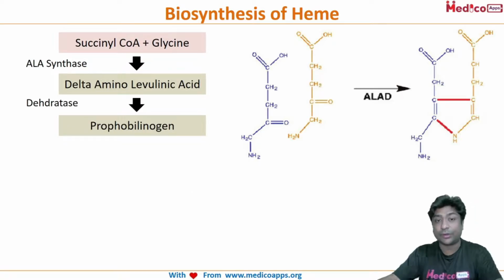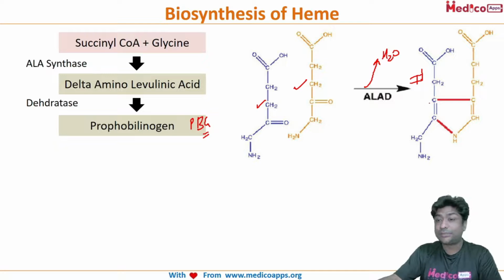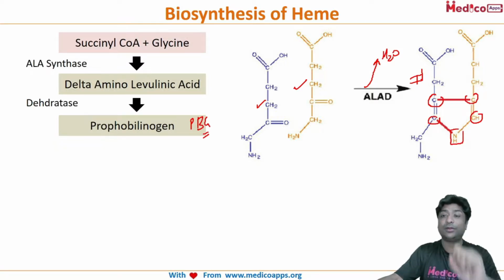Dehydration means removal of water. So two molecules of delta aminolevulinic acid condense and water is removed to form porphobilinogen, also called PBG. Now, if you see this PBG, you can see that there are 4 carbons and 1 nitrogen. So your first monopyrrole is formed.